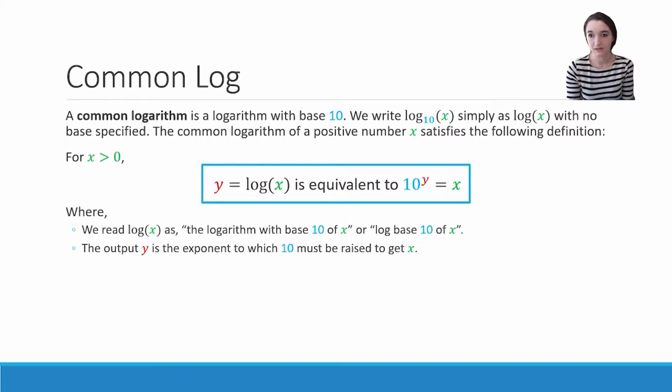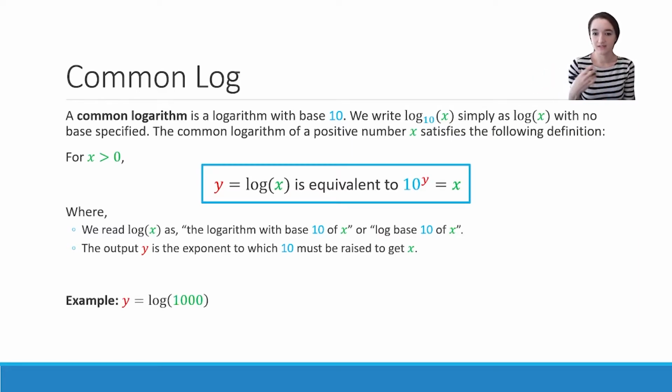It's just implied. Because again, log base 10 is used a lot in statistics, etc. So we just wanted a quicker way of writing it, so we just ignore the 10. We get rid of the 10, but it's implied to be there. So if there's no base written there, the base is 10. The common logarithm of a positive number x satisfies the following definition. So again, the definition has not changed, it's just that instead of b, we have 10. So y equal to log of x, with no base specified, is equivalent to 10 to the y equals x.